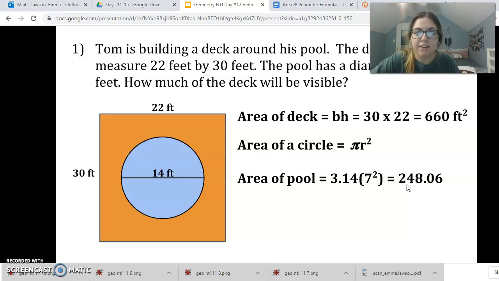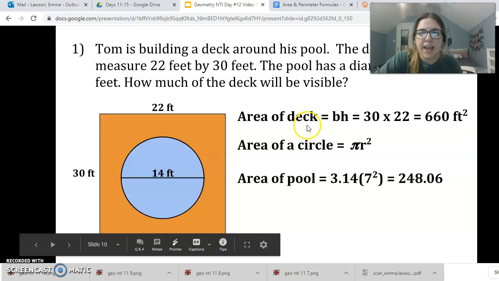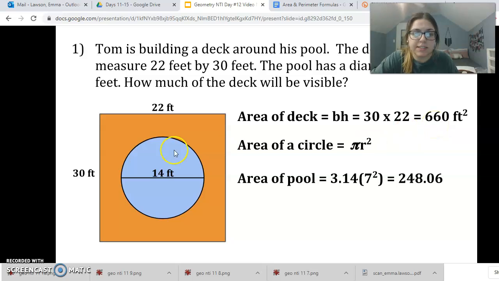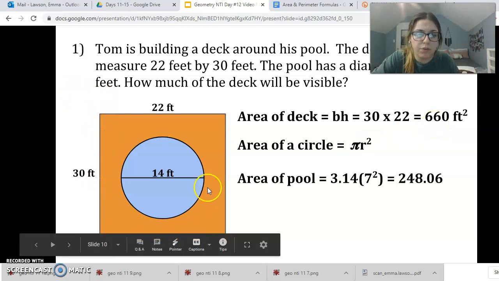After I found the area of both of those shapes, go back and think about the question. It's asking how much of this deck will be visible. So the 660 that represents the deck is this whole thing inside the square. If I were to color all of this in, that would be the 660 feet squared.